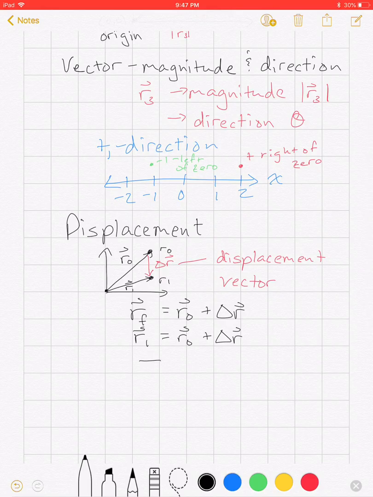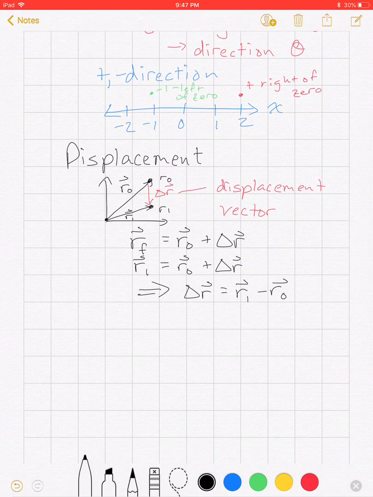The other way we can write this is if we subtract the initial position from both sides, then that means the change in position has to be equal to our final position minus our initial position, which is kind of what we expect with a delta. Now with vectors, we can add them, okay? And this is kind of what we're doing in this case.